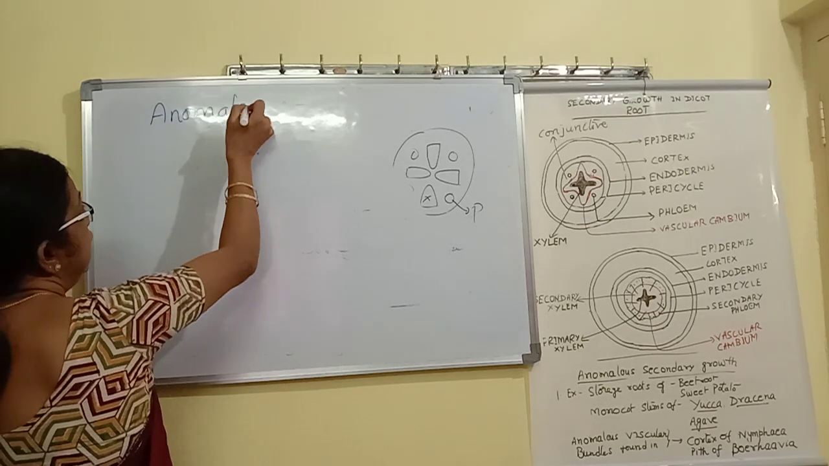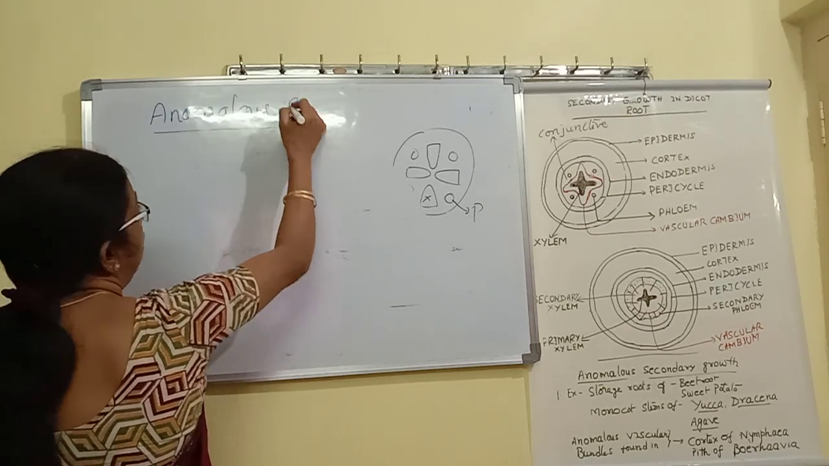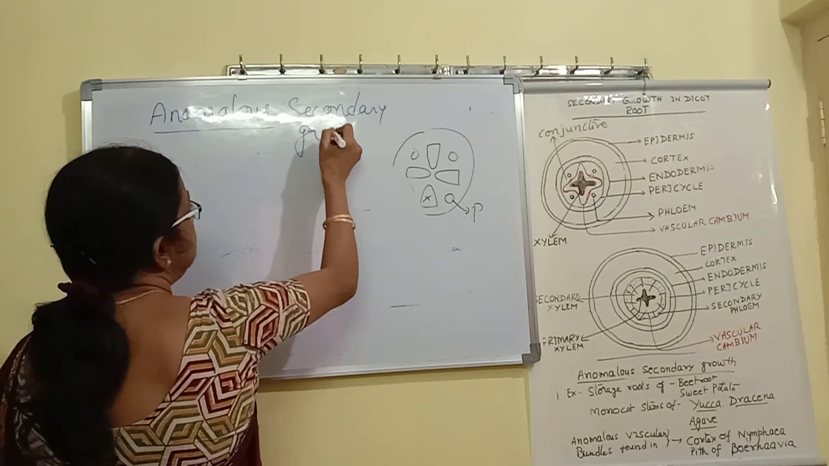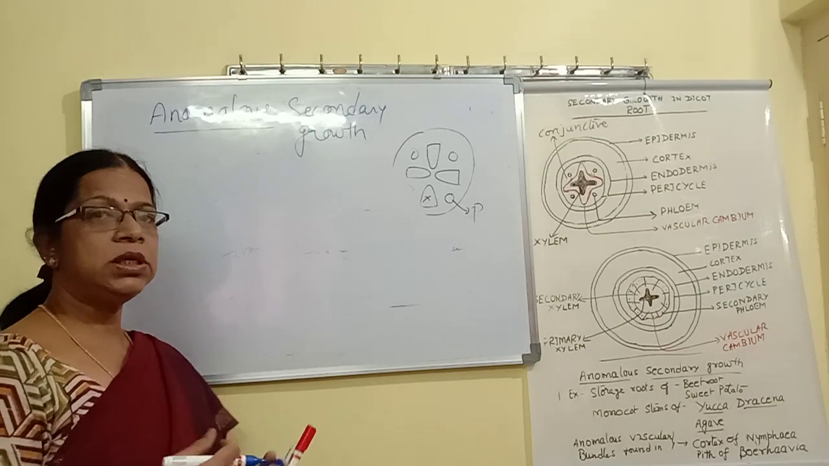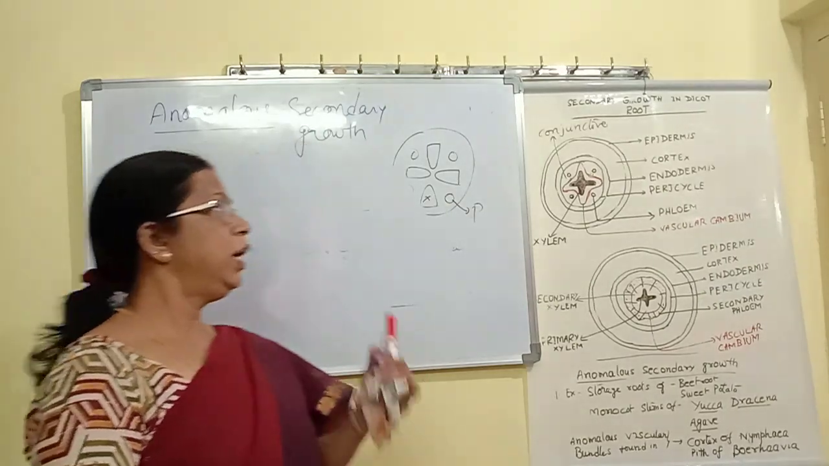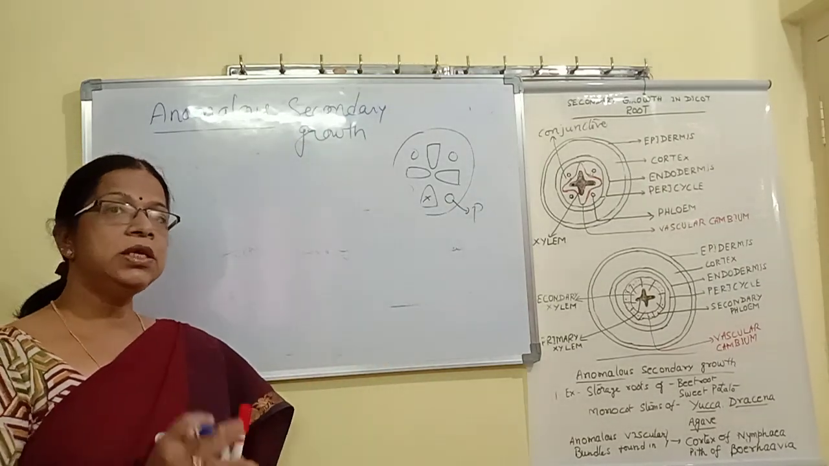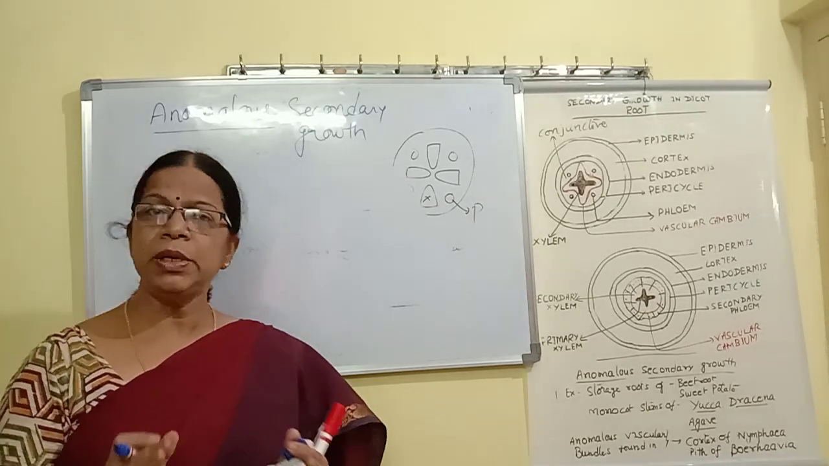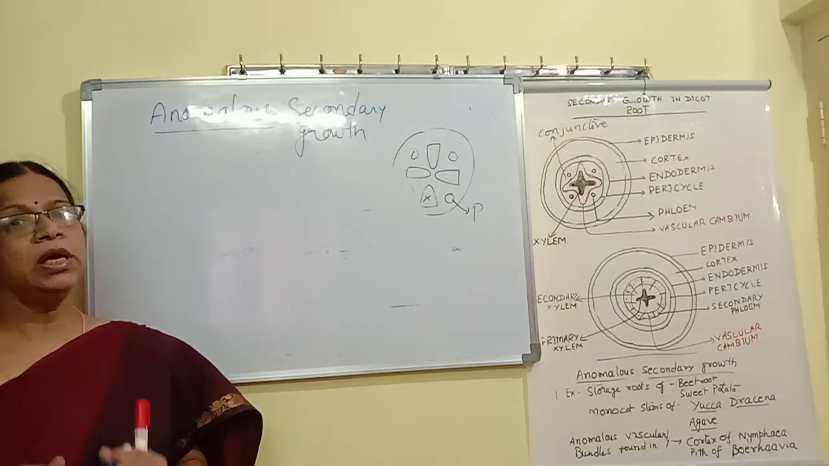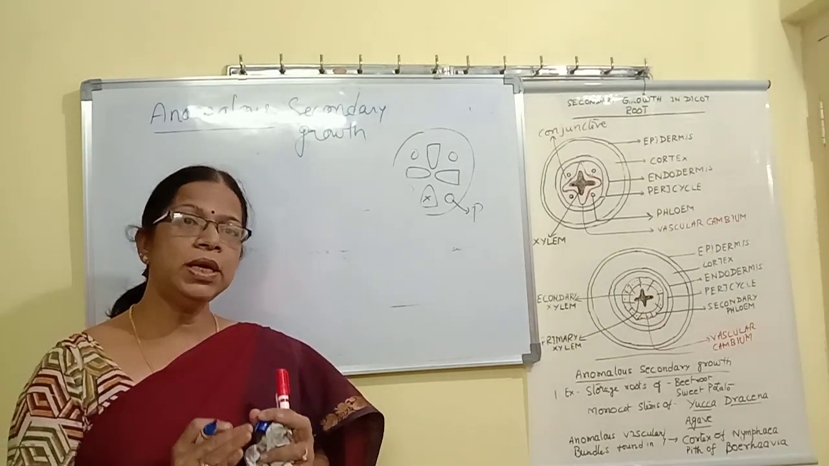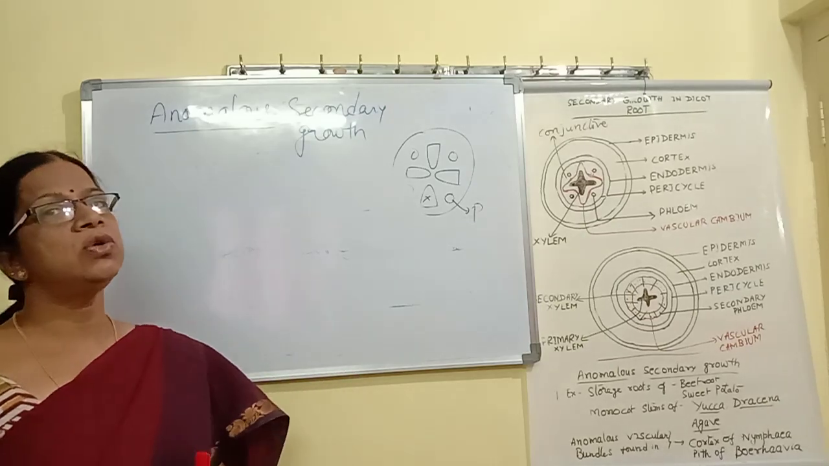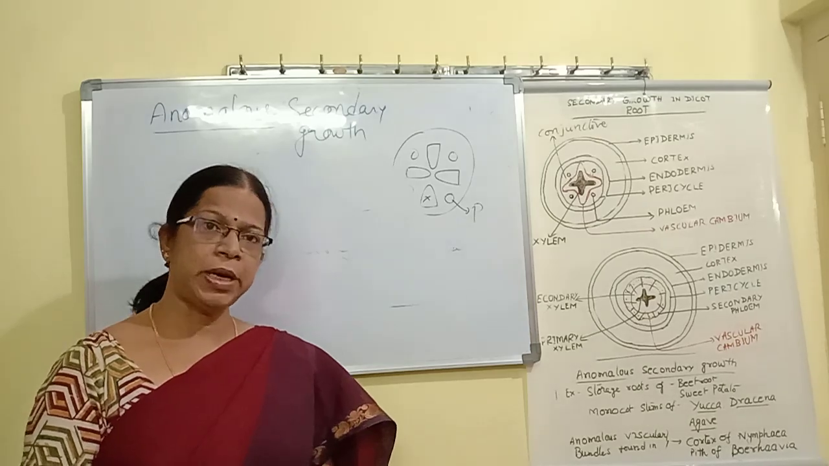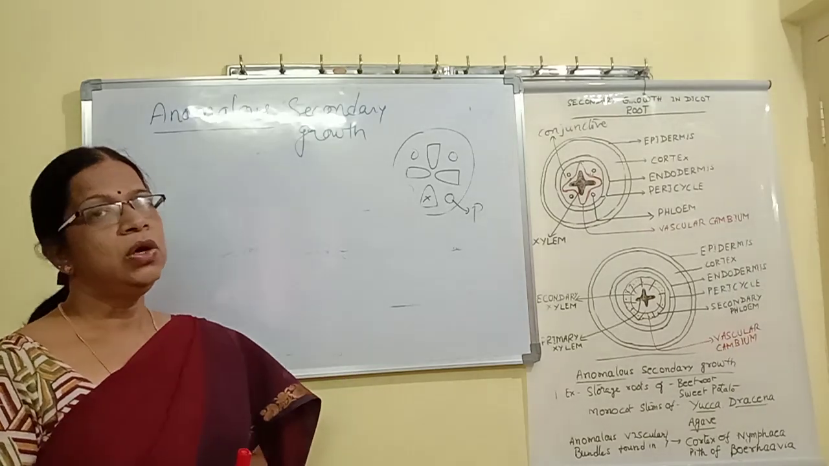Anomalous secondary growth is abnormal secondary growth. Meaning of anomalous, children, is abnormal. So anomalous secondary growth means it is not taking place normally through a cambium. Normally secondary growth must take place from the divisions of cambium. So here it is not taking place from the divisions of cambium, but some other cells can become meristematic and they help in the secondary growth.